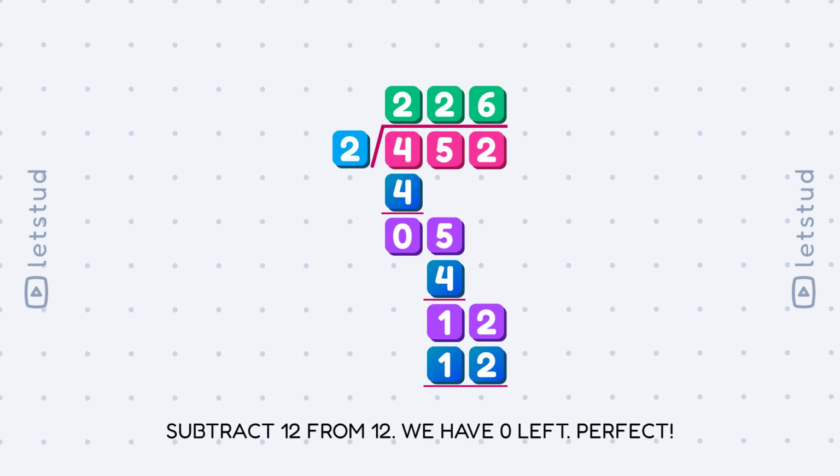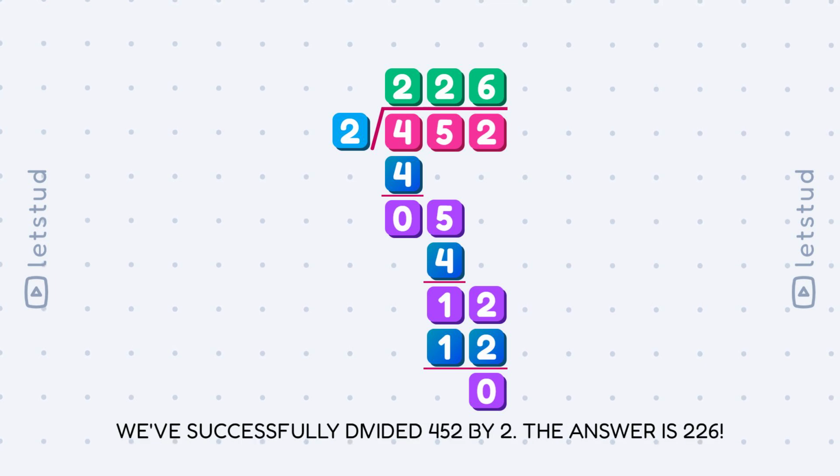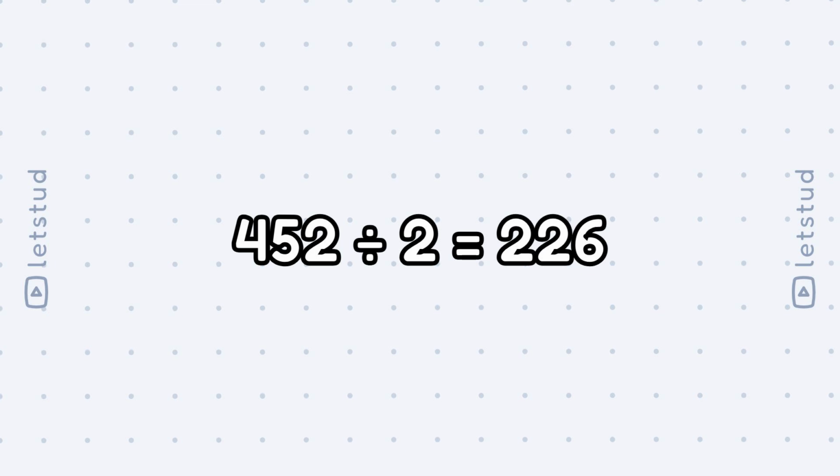Perfect. Woohoo, you did it. That's the end of our division. We've successfully divided 452 by 2. The answer is 226. So 452 divided by 2 equals 226. Great job, everyone. We just conquered dividing 452 by 2 using long division. Remember, every step we take gets us closer to understanding bigger numbers.